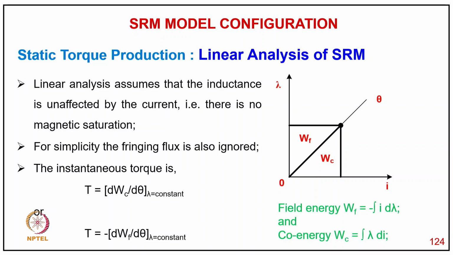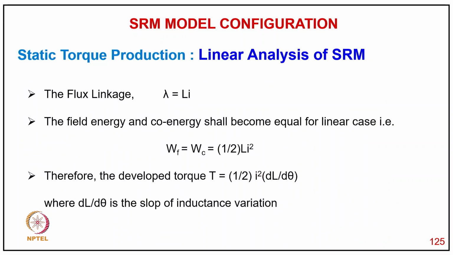The instantaneous torque T is equal to d omega c upon d theta at lambda constant, or T equal to minus d WF upon d theta at lambda constant. So the flux linkage is lambda equal to Li. So field energy and co-energy become equal for the linear case. So WF equal to WC equal to half Li, which is half Li square.